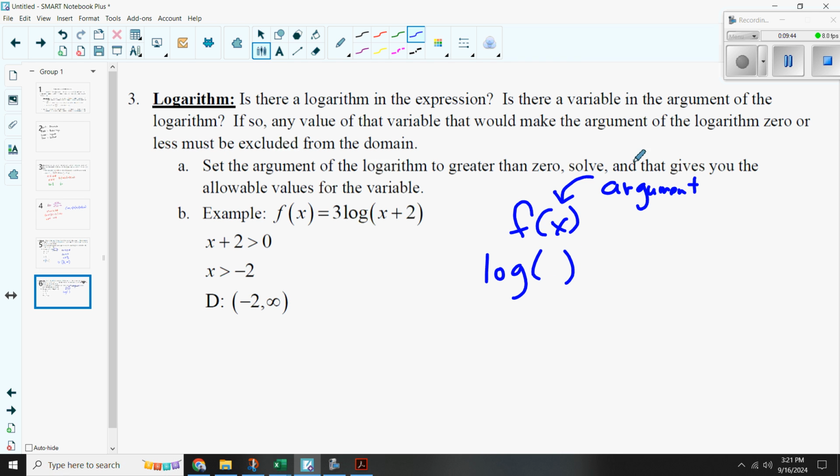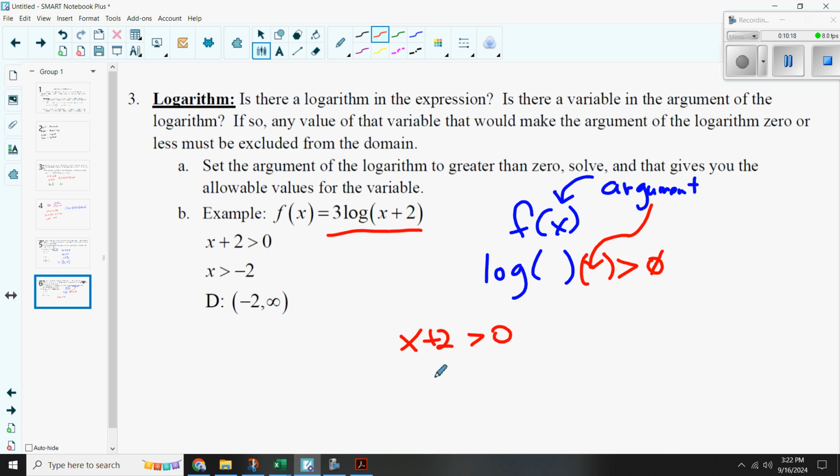And the thing about a logarithm is that the argument has to be greater than 0. Now, I don't mean that the logarithm has to be greater than 0, but the argument has to be greater than 0. So again, here's an expression. My argument is x plus 2. So I just set x plus 2, and I say that has to be greater than 0, not greater than or equal to, just greater than.